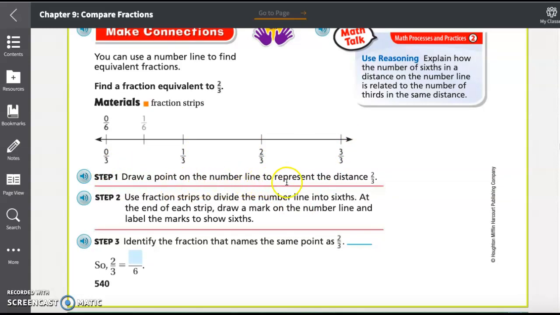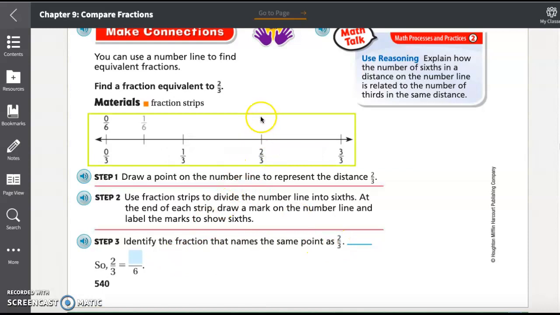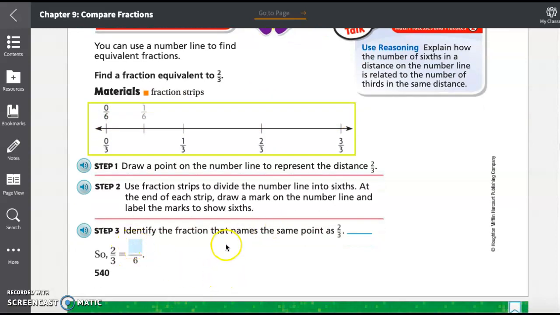It says draw a point on the number line to represent 2/3. So you would draw a point right here and then skip step 2, or you can go ahead and draw a line above it, but we want to know what is equivalent to 2/3. What fraction ends up right above 2/3? Okay, and if you did it on your own, you would be able to see that it would be 1, 2, 3, 4, 6. 4/6. Why? Because there's 6 parts on the top part. So it's 4/6 is what you would write here, 4/6.